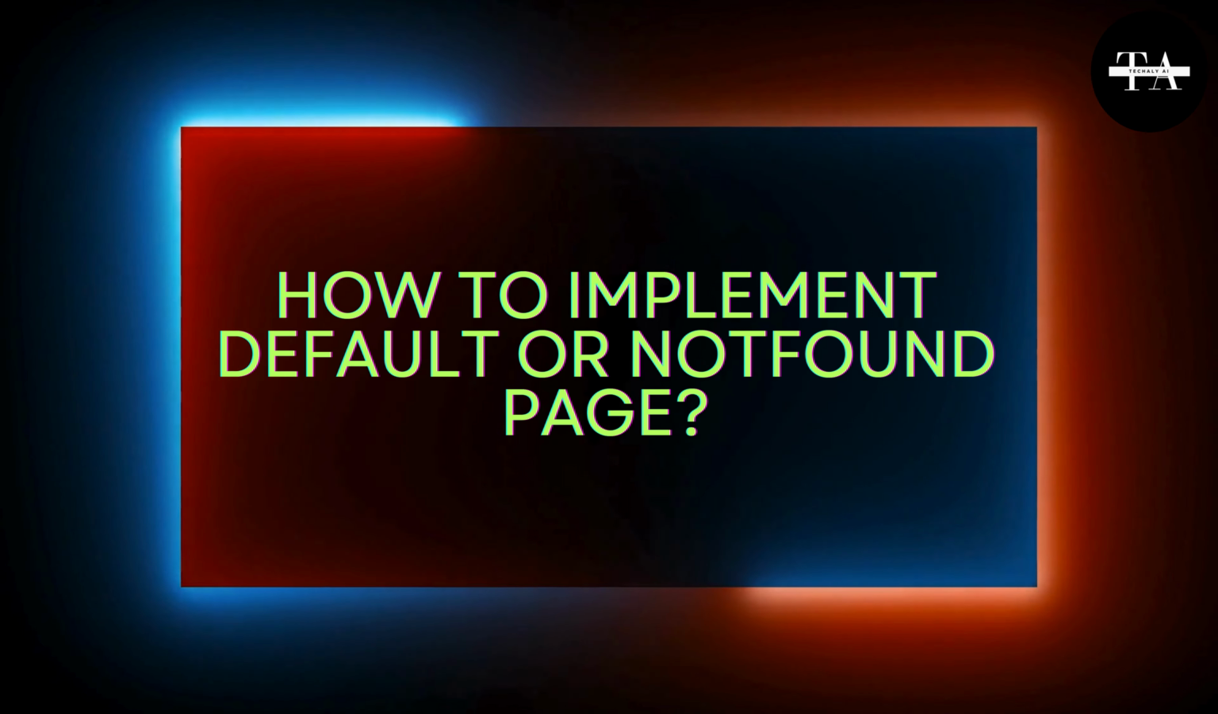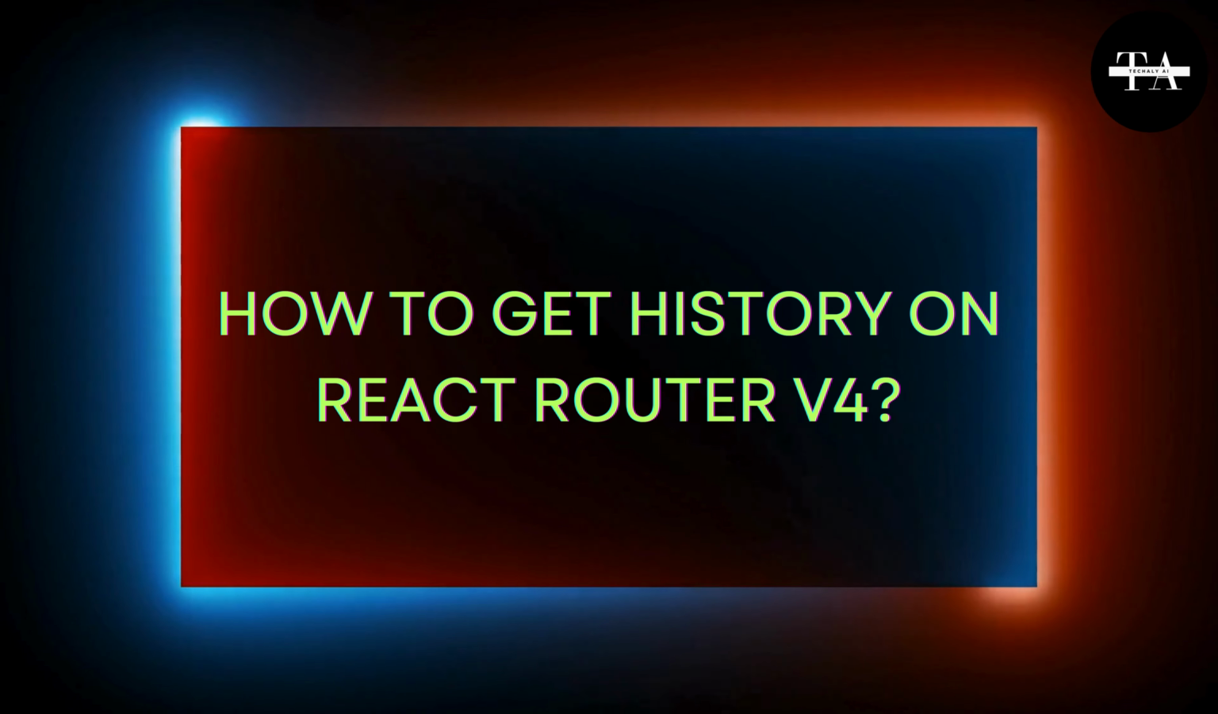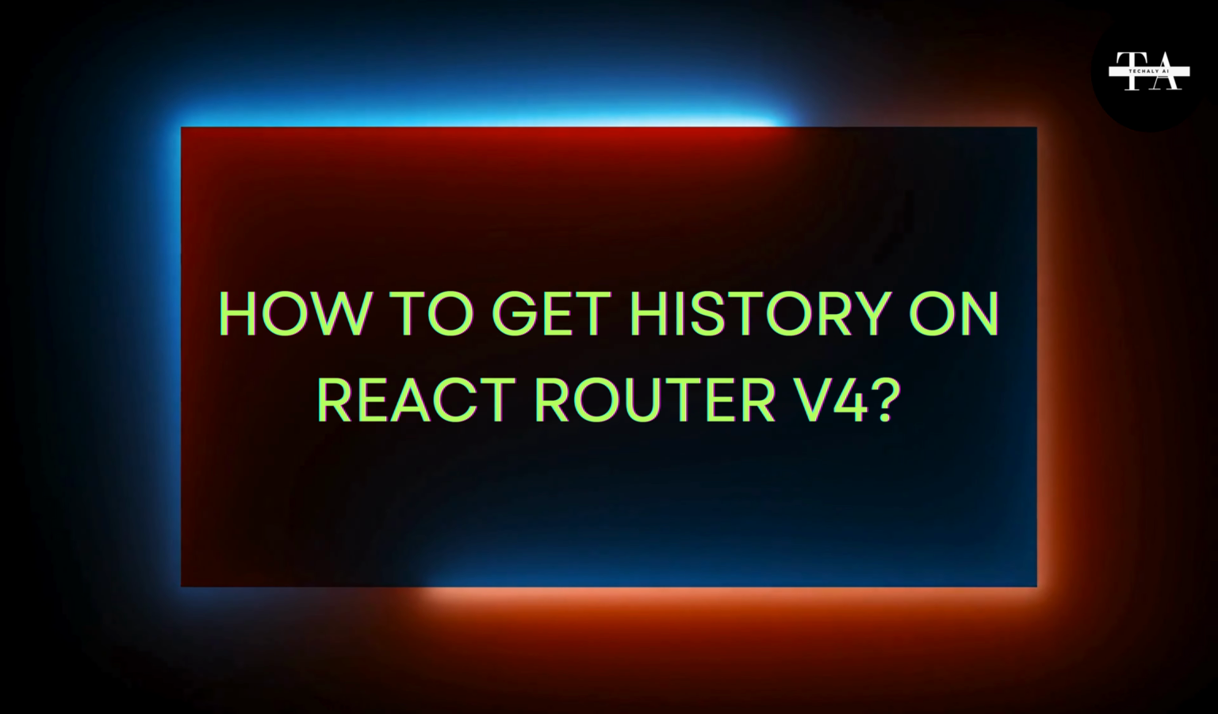How to implement a default or not found page? To implement a default or not found page in React Router, you can use a catch-all route at the end of your route definitions. This route should be placed after all other defined routes to ensure it only matches when no other routes do.